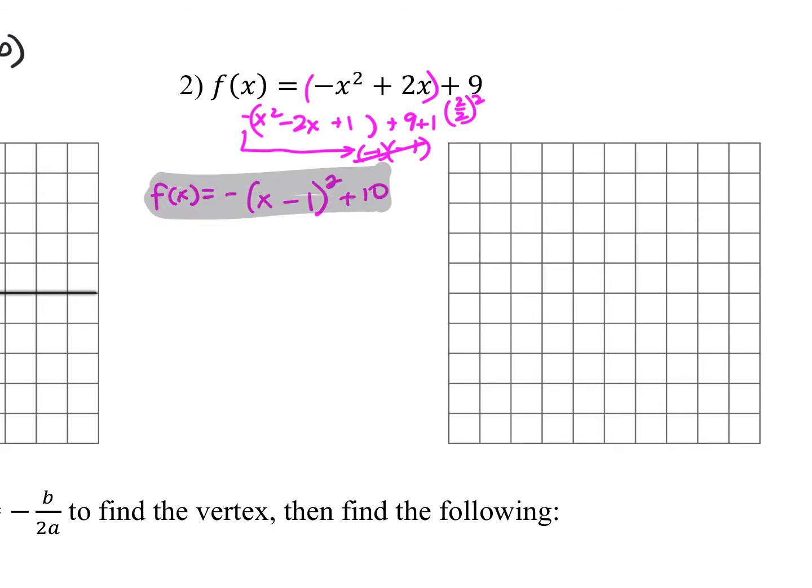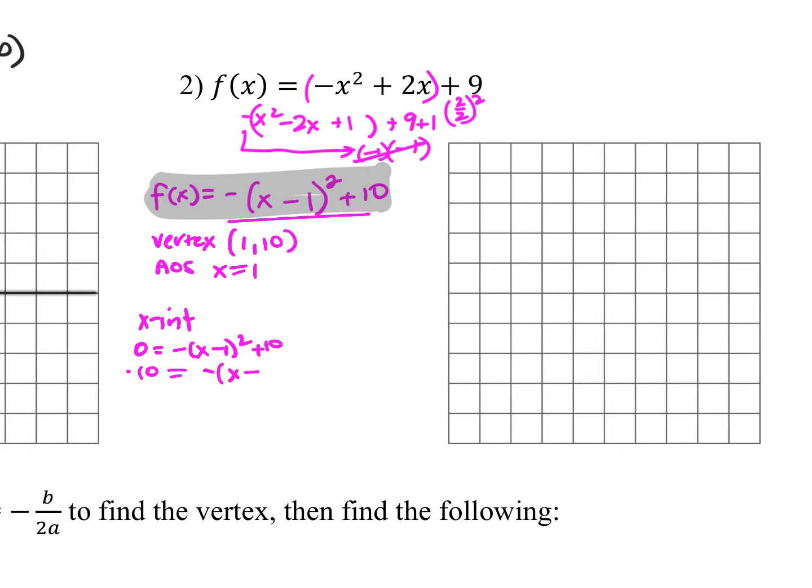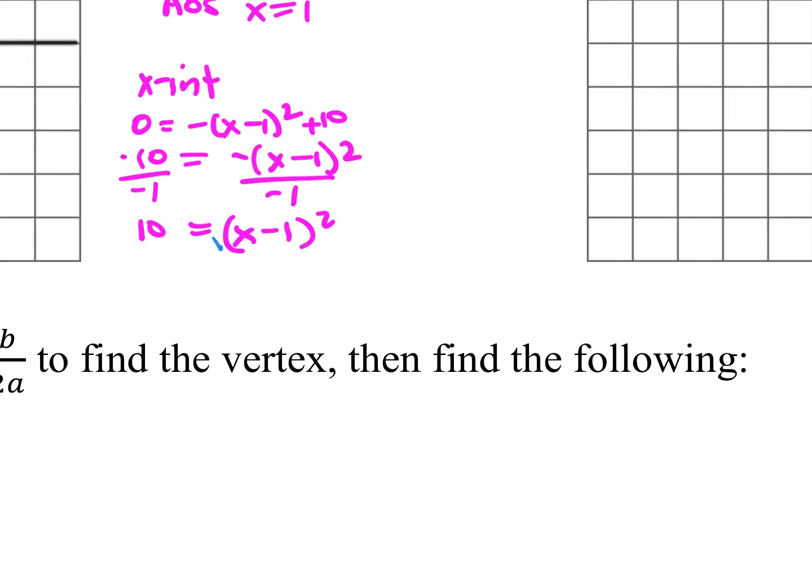So from here, vertex is 1, 10. Axis of symmetry is x equals 1. X intercepts. This time it's not so bad to do it from here if we want to. 0 equals negative x minus 1 squared plus 10. Subtract the 10. Multiply or divide by negative 1. Square root both sides, putting a plus and minus in front of the square root of 10. And then add the 1. So it's 1 minus square root 10 and 1 plus square root 10.